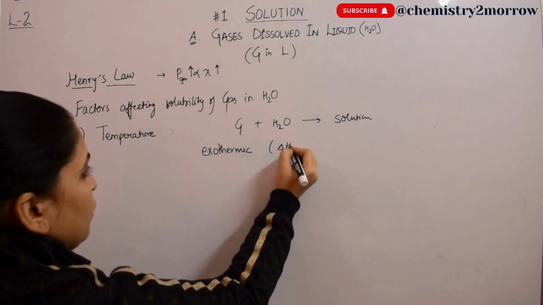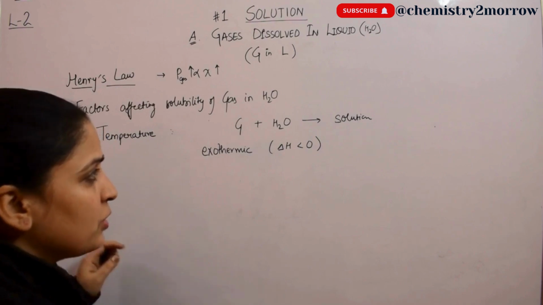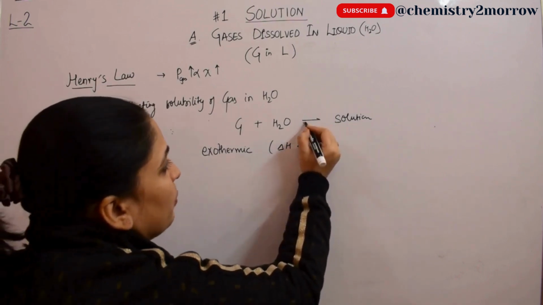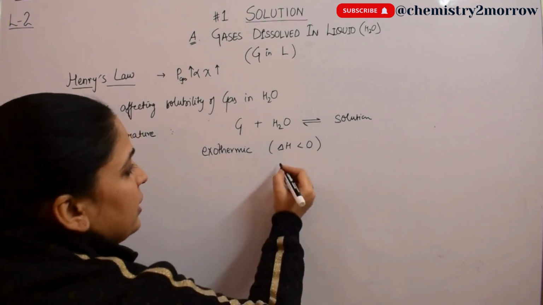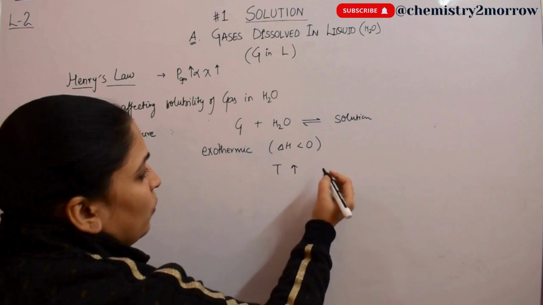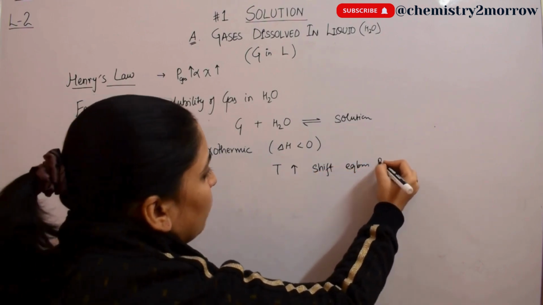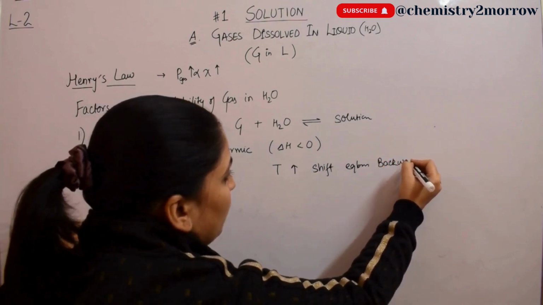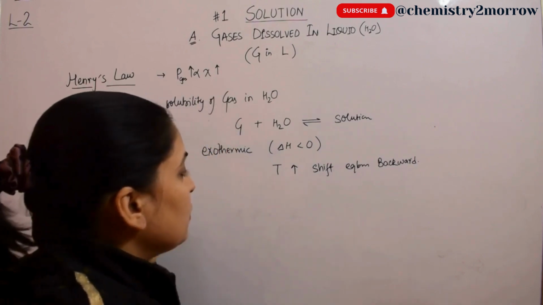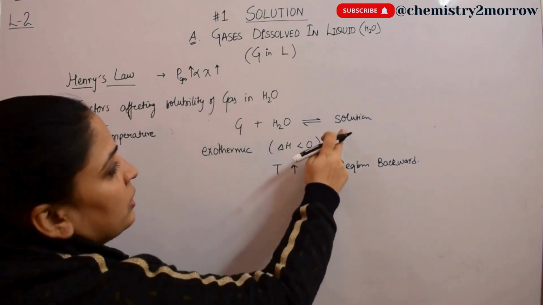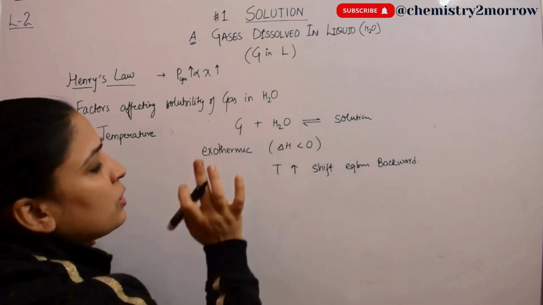Means delta H will be less than 0. And you have done this kind of system before, so I am representing this with equilibrium. For an exothermic system, an increase in temperature will shift the equilibrium backward. This is what you have done before in the equilibrium part that you studied in class 11th. So whenever there is an increase in temperature, the system will shift to the backward direction. Backward direction is the separation of the solute and solvent.